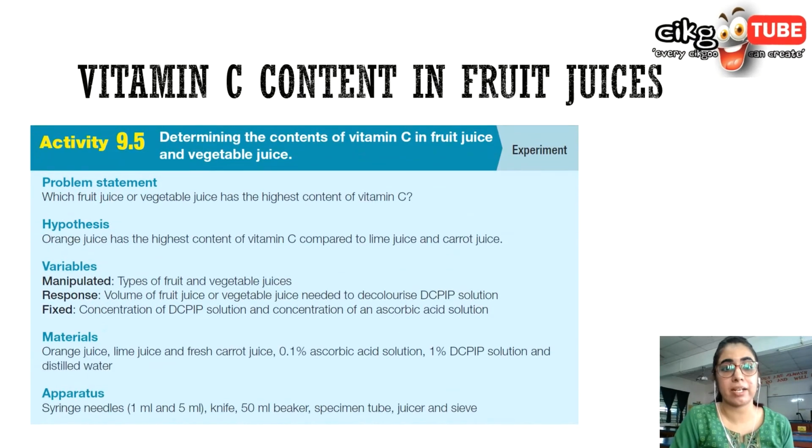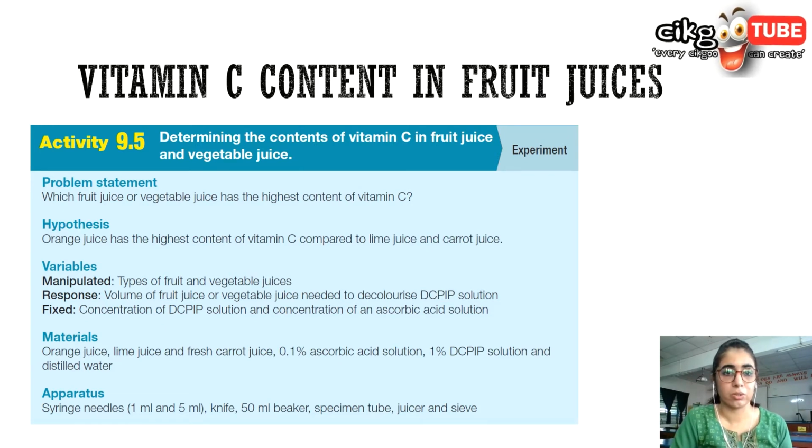Let's look at the experiment to determine the content of vitamin C in fruit juice and also vegetable juice. So the problem statement here is: which fruit juice or vegetable juice has the highest content of vitamin C? The hypothesis is that orange juice has the highest content of vitamin C compared to lime juice and also carrot juice. So is it true? We have to conduct the experiment to find out.